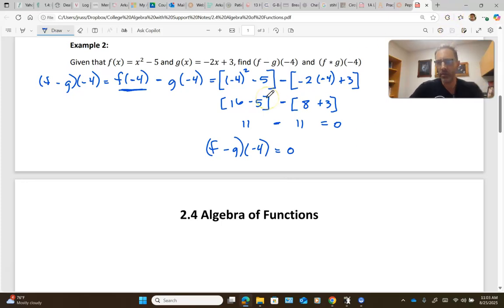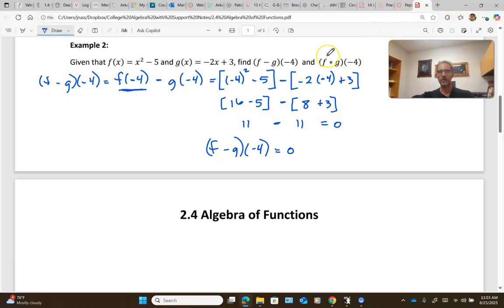Now I want to say that you could also have done this. You could first have subtracted the actual functions themselves and taken that resultant function and plugged negative 4 in it. That will also give you 0. Okay, and that's a perfectly valid way of doing these if you want. But it would be extra work, I think, because you'd actually be subtracting these two, you get that new function, and then you would have to plug negative 4 into it.